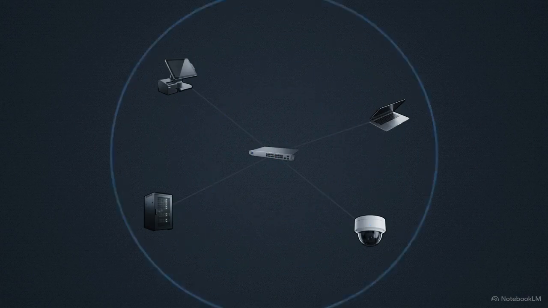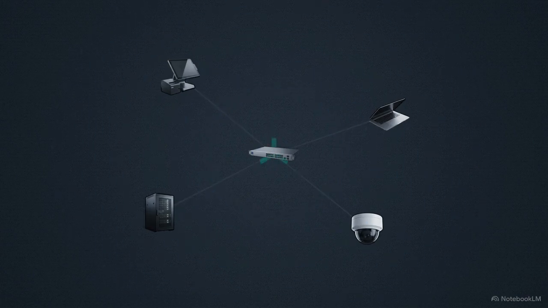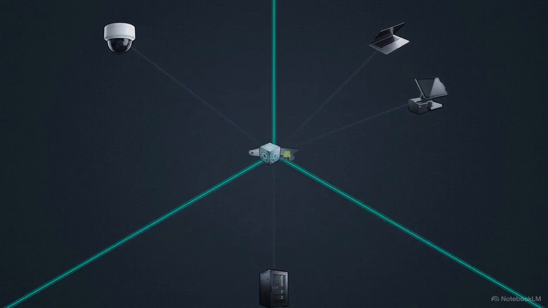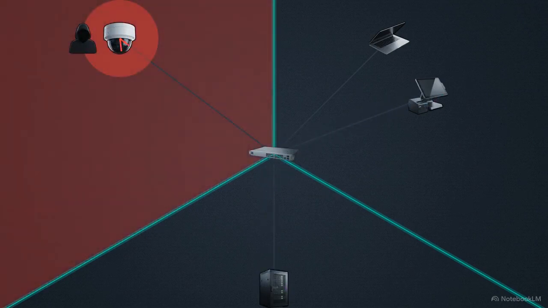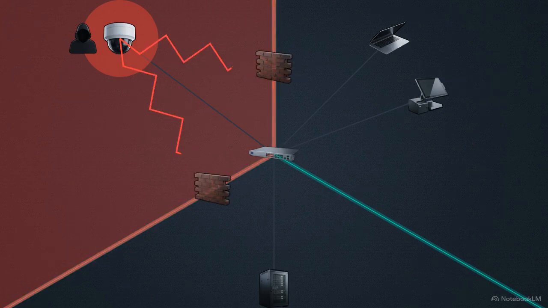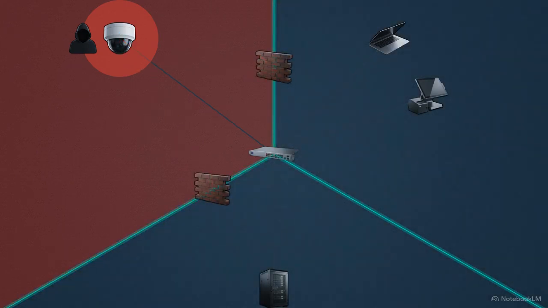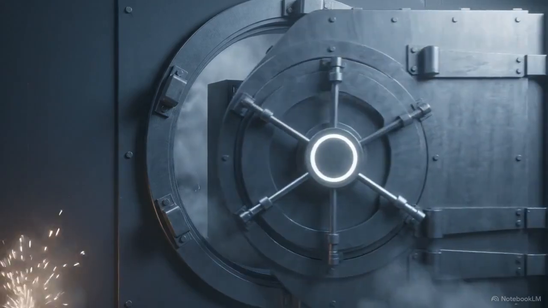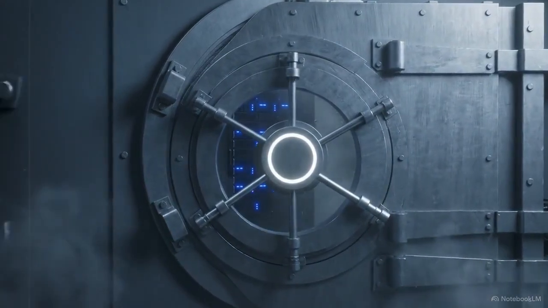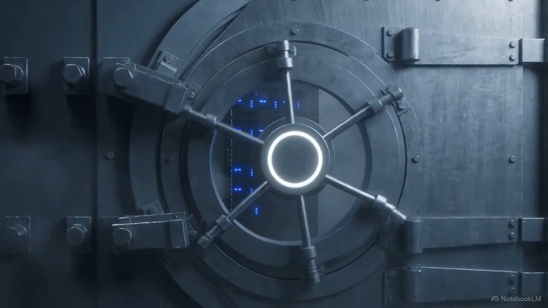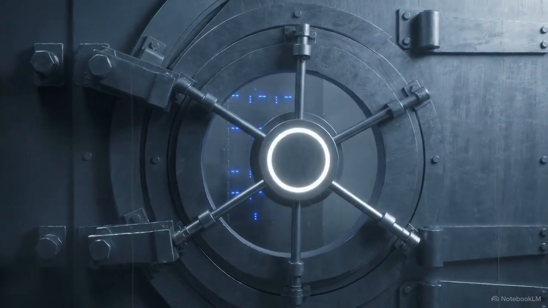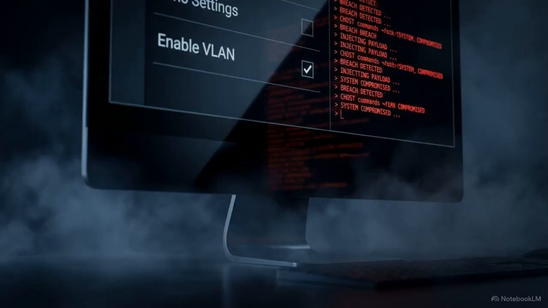Rather than running new physical cables, engineers use virtual local area networks, VLANs. Switches apply specific digital tags to data frames, creating invisible walls. If a camera is compromised, the attacker is trapped within that specific subnet. Structurally, VLANs transform a network from a single open room into a series of highly secure, locked vaults. However, simply checking a VLAN box in a router settings menu does not guarantee absolute security against advanced threats.